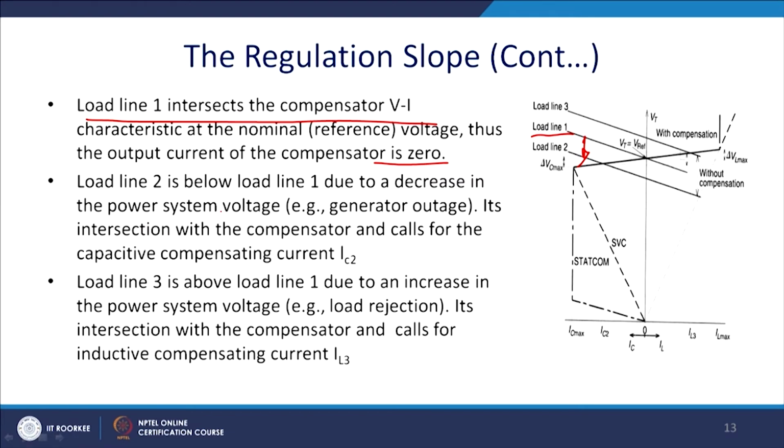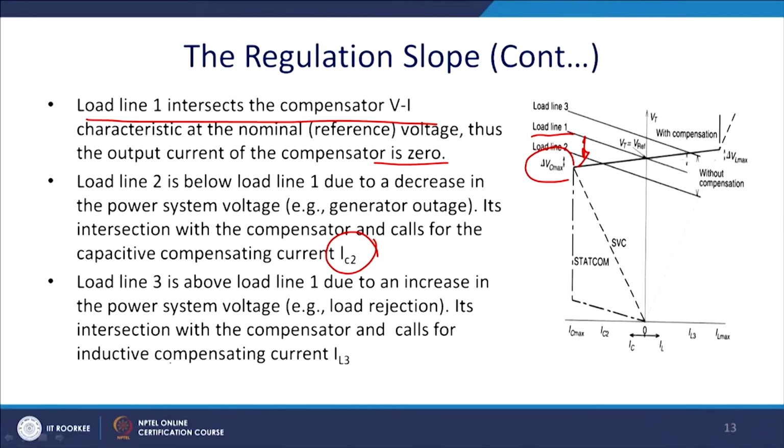It interacts with the compensator and calls for the capacitive compensation of current IC2. So, there will be some current, it will be a difference. Same way, if there is voltage swell up and the load line 3 is above the load line 1 due to the increase in the power system voltage, maybe due to the load rejections, the intersection with the compensator calls for the inductive compensation of current L3. So, there will be some amount of extra current that will come.